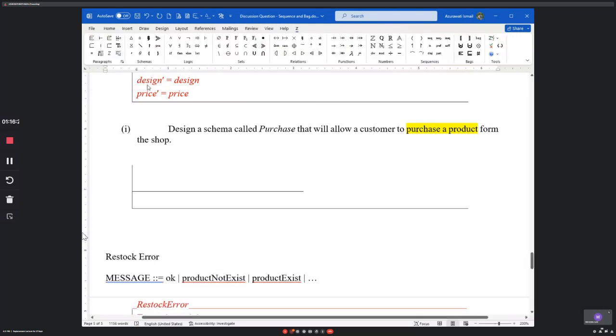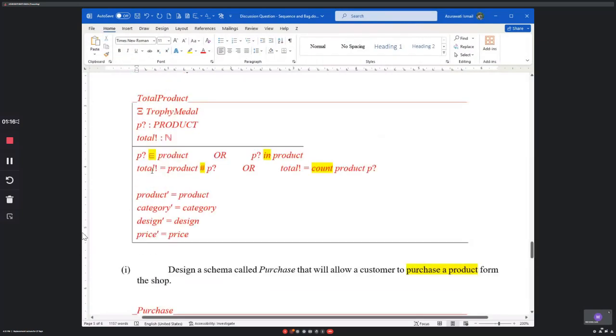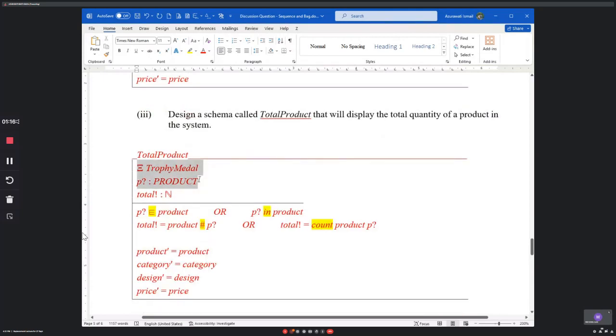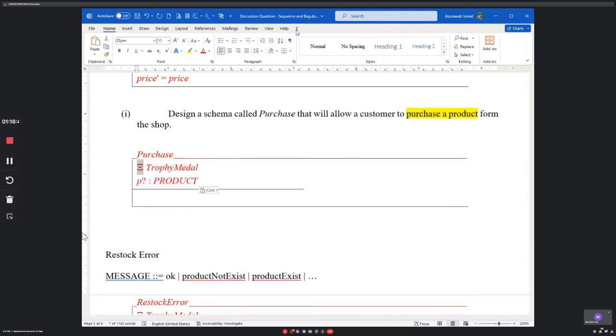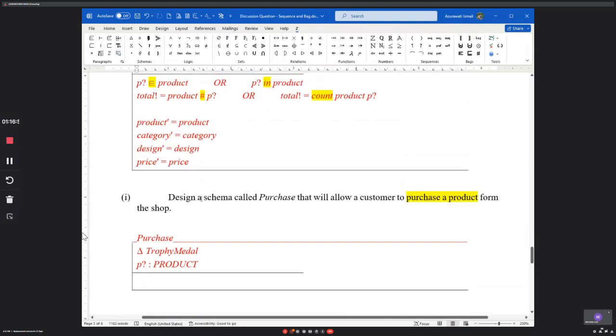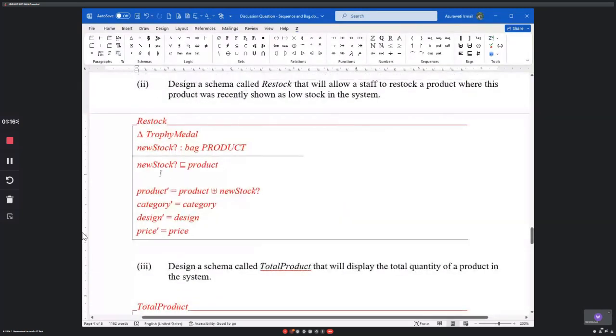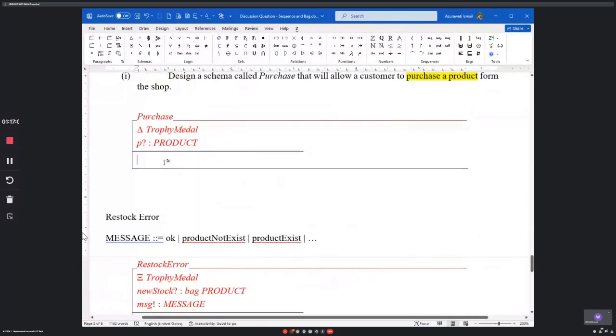You have to do the angle bracket. Let's say I have this. Let me copy this one first. So the customer wants to purchase one product. It doesn't matter what kind of product. If you want to purchase, you have to make sure that the product exists in our system, to let the customer purchase it. It must exist in our system.